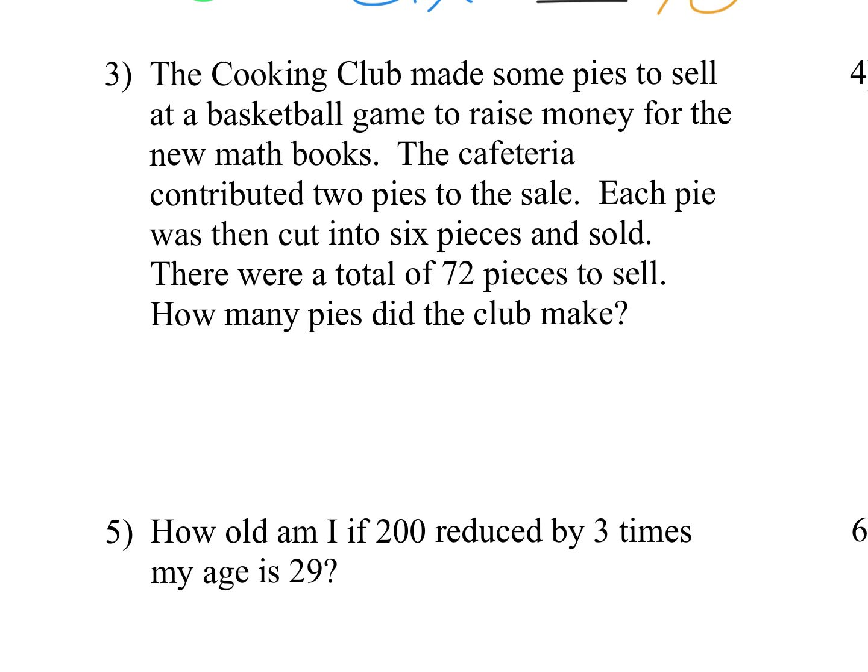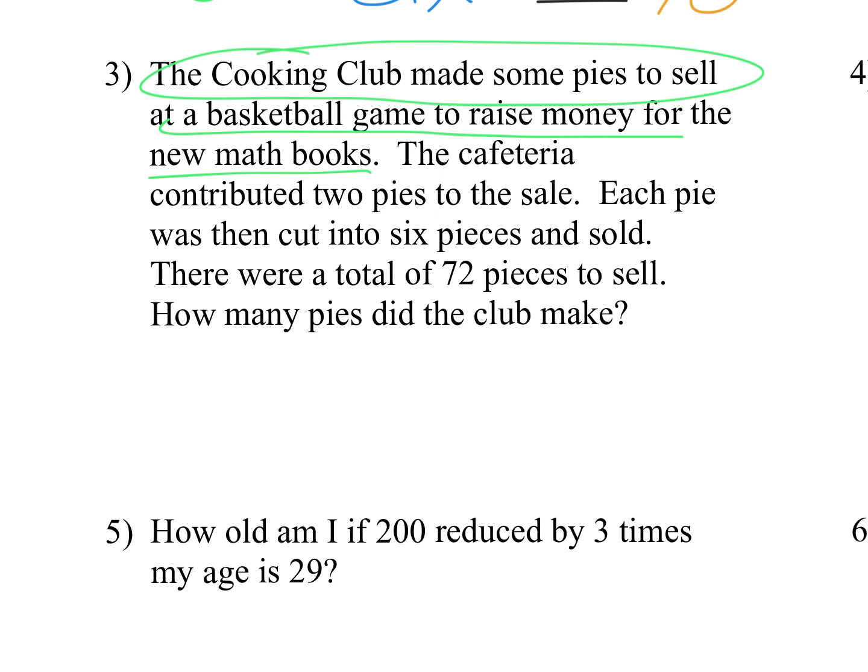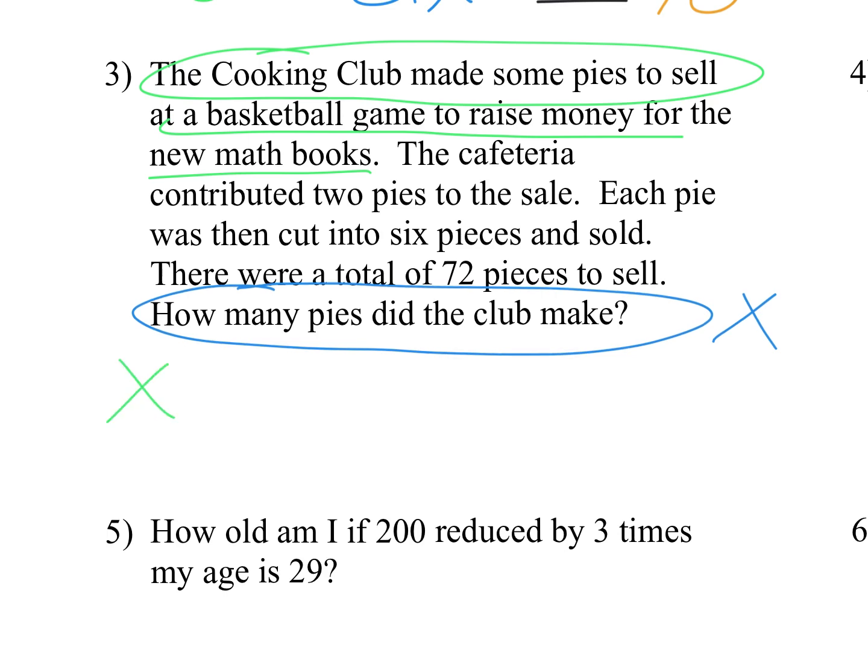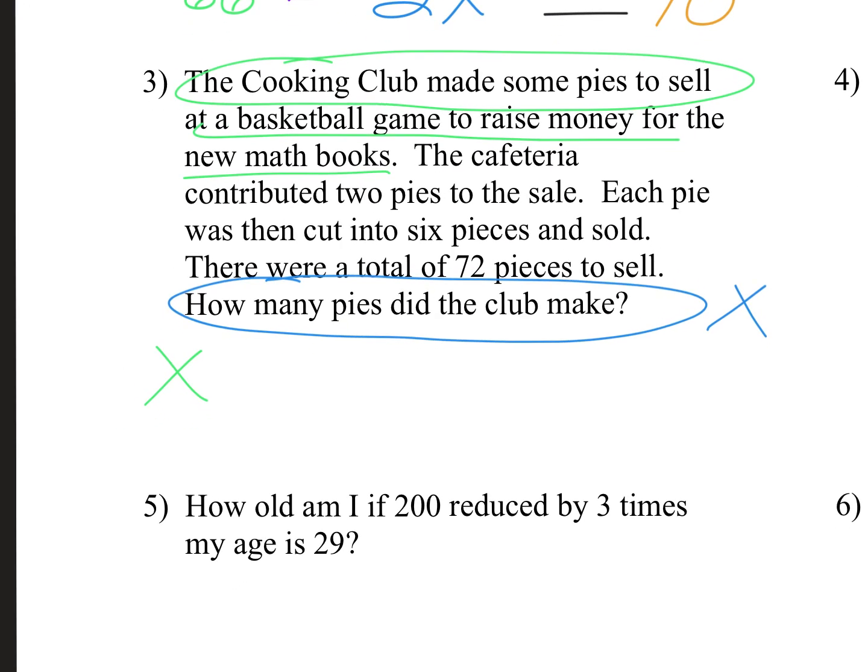So it looks like the first thing that happened is the cooking club made some pies to sell at a basketball game to raise money for new math books. And the question is, how many pies did the club make? So the start, kind of interestingly, is actually what we don't know, because it says the cooking club made some pies to sell. And it's asking how many pies did the club make. So our starting point is actually going to be x, because the cooking club made some pies. We just don't know how many they made.